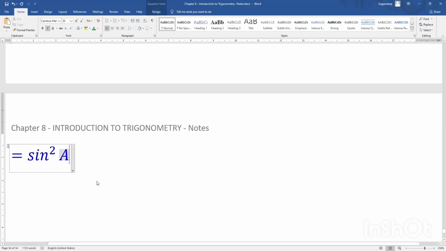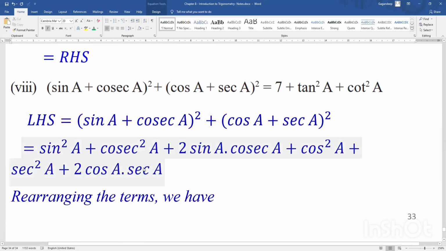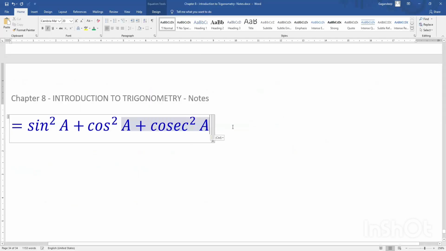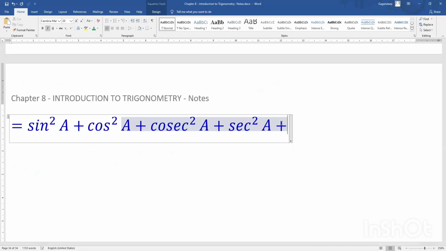So sin square A plus cos square A, then plus cosecant square A, plus secant square A, plus 2 sin A into cosecant A, plus 2 cos A into secant A.